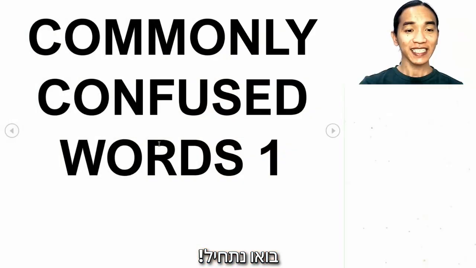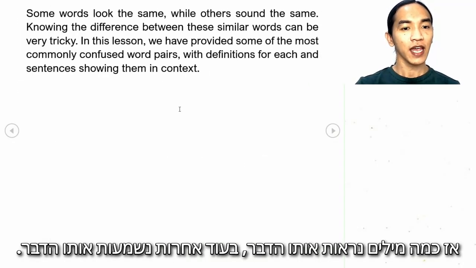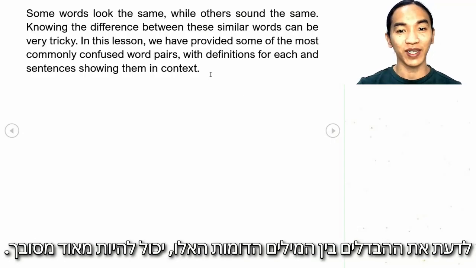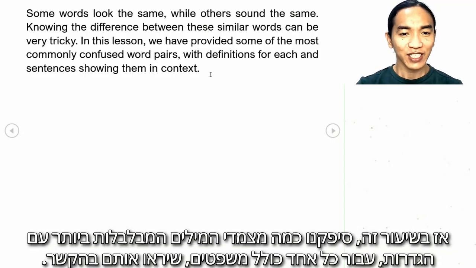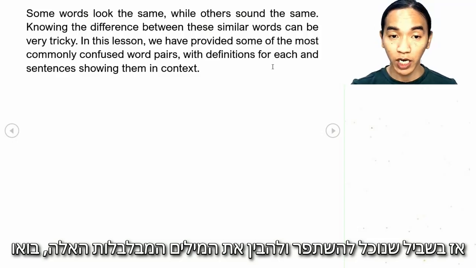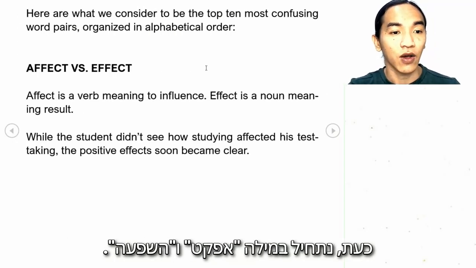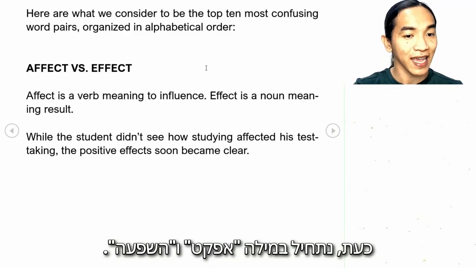Let's go. For this discussion, let's talk about commonly confused words, okay? Some words look the same while others sound the same. Knowing the difference between these similar words can be very tricky. In this lesson, we have provided some of the most commonly confused word pairs with definitions for each and sentences showing them in context. So for us to better understand these confusing words, let's study them with examples and context so that we can understand them very clearly. Now, let's begin with the words affect and effect.